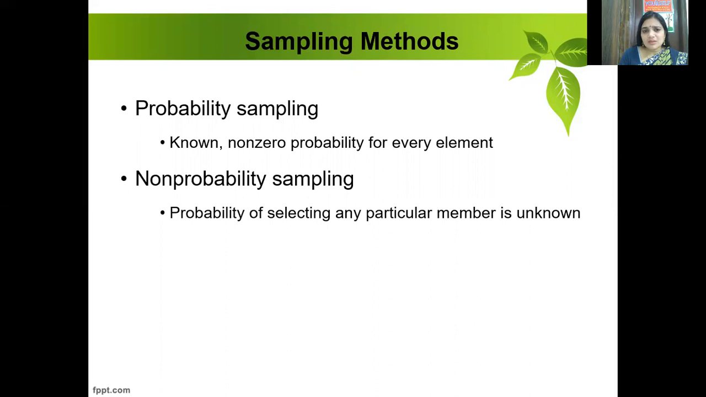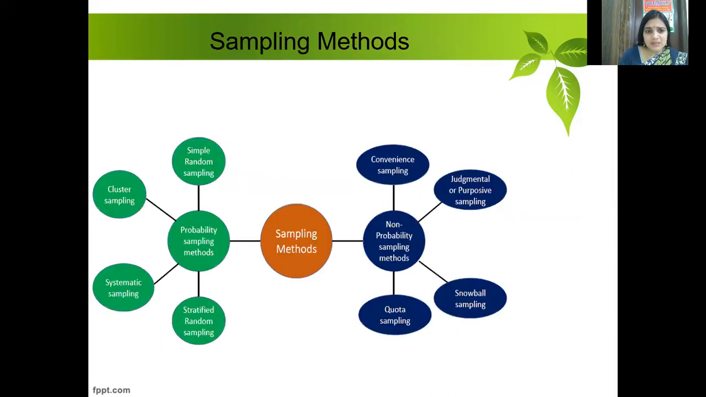Let us discuss them one by one. Let us discuss probability sampling. These are all the bifurcations of probability sampling methods and non-probability sampling methods. Probability sampling would be divided into four parts: simple random sampling, systematic random sampling, stratified random sampling, and cluster sampling. We will be discussing them one by one with examples. And non-probability sampling methods can also be divided into four parts. One is convenience sampling, then judgmental or purposive sampling, snowball sampling, and quota sampling.